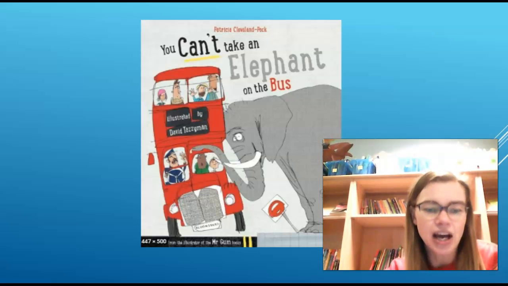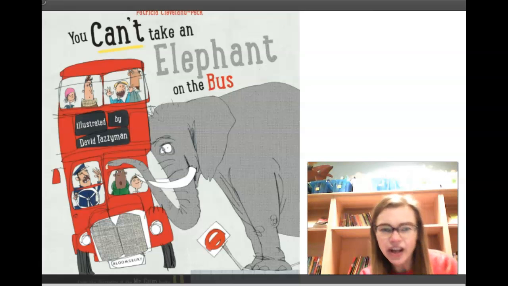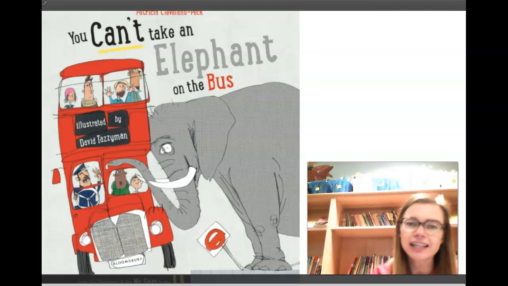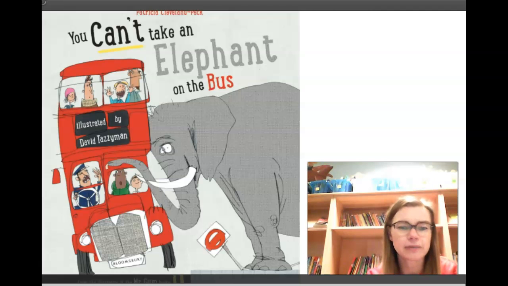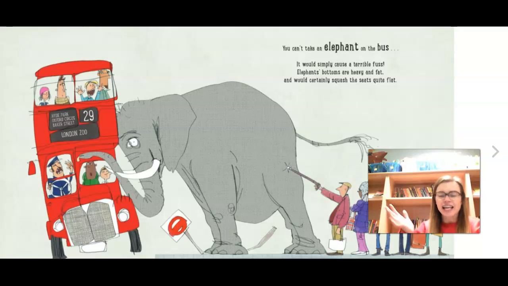Right, let's start. You Can't Take an Elephant on the Bus by Patricia Cleveland Peck and illustrated by David Tasman. You can't take an elephant on the bus, it would simply cause a terrible fuss. Elephants' bottoms are heavy and fat and would certainly squash the seats quite flat.